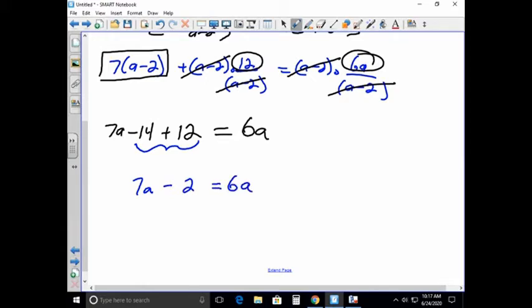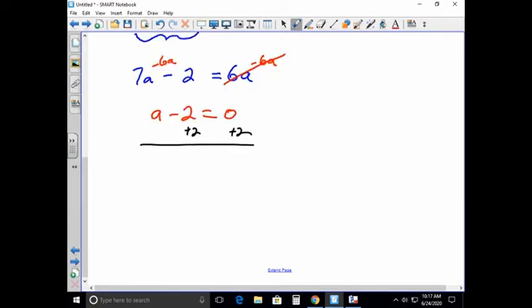Doesn't matter which side we're going to get things on, let's get the A's on the left. So if we take 6A away from here to make that go away, we would take 6A away there. So 7 minus 6 is 1A. On the right side, 6 minus 6 is 0. Now to get A completely by itself, add 2 to both sides. So the 2's would cancel, so we get A equals 2.